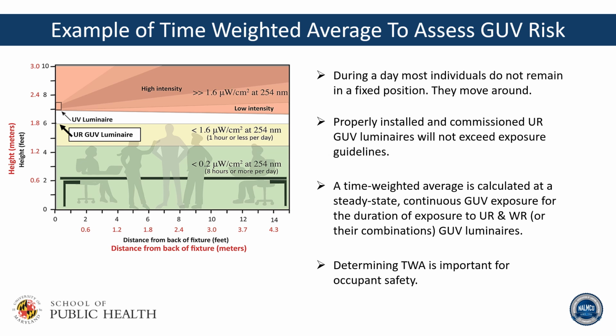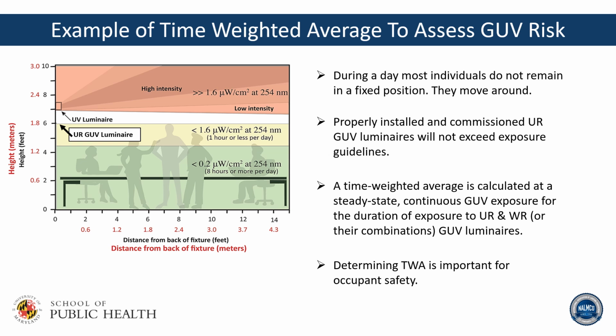Here we see an example of time-weighted average to assess the risk of germicidal ultraviolet overexposure. This image shows that depending on the height a person may be at in a room, sitting, standing, the intensity or the exposure can vary greatly. So during a day, most individuals do not remain in a fixed position, they move around. Properly installed and commissioned upper room GUV luminaires will not exceed exposure guidelines.